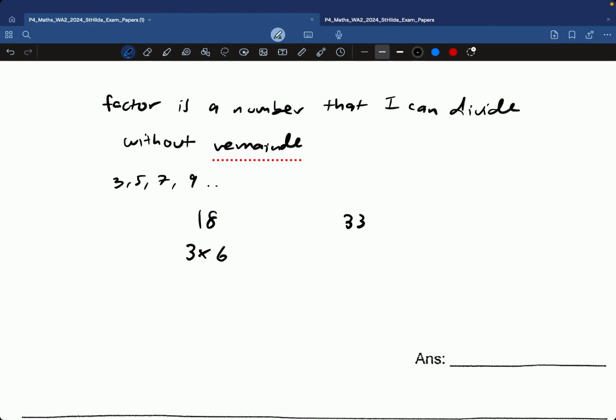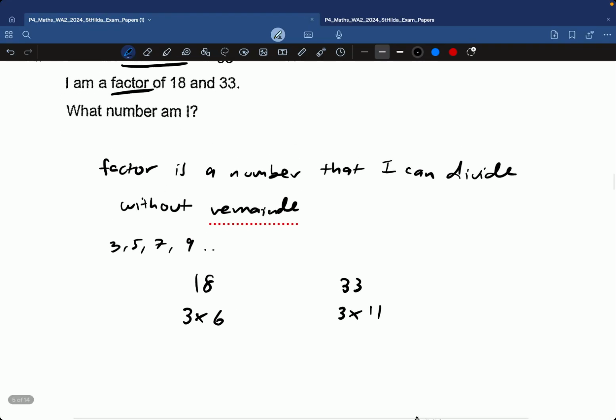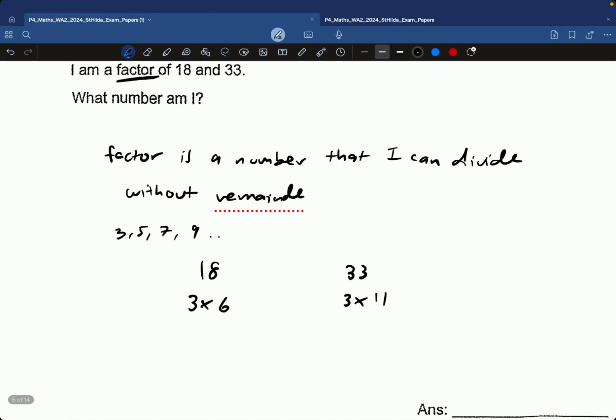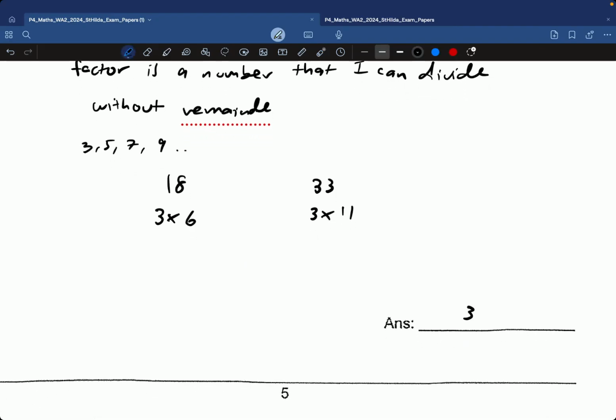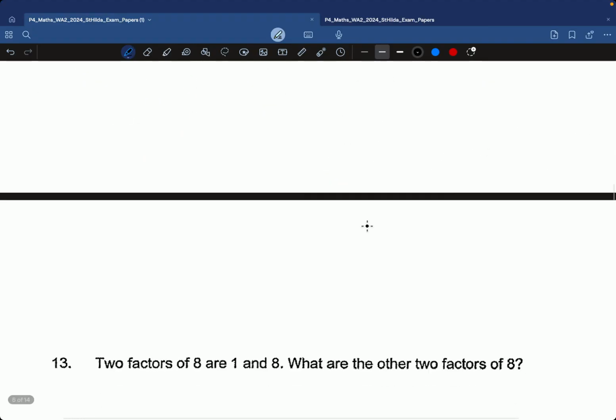33, can we divide by 3? Yes, it becomes 11. So that means we actually got the answer. The answer over here is 3 in this case. Okay, pretty straightforward. All right, let's move on to the next question.